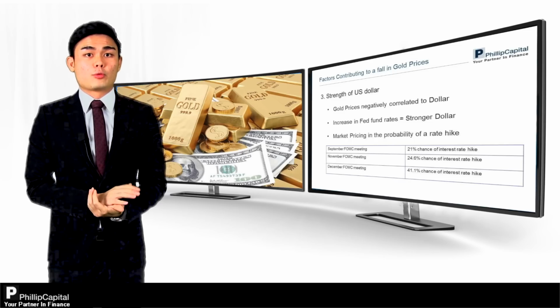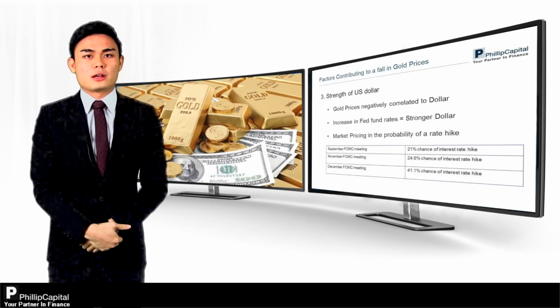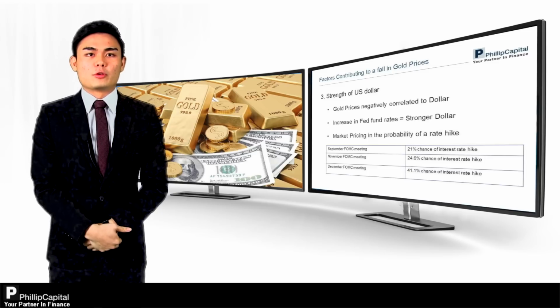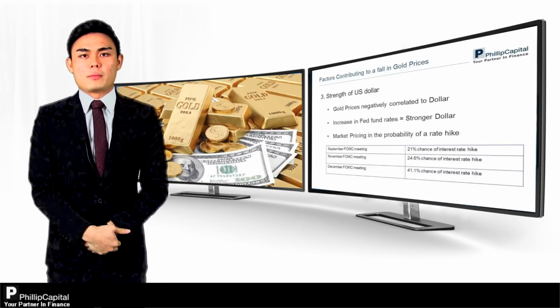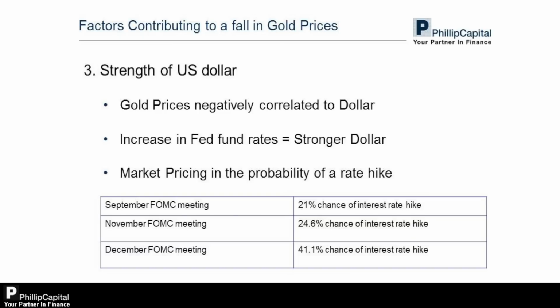Lastly, as you all know, gold prices are negatively correlated to the dollar, and a rate hike in the coming months will mean a stronger dollar. With the recent confidence boost from Fed members and US economic data pointing to an upcoming rate hike, markets have been slowly pricing in the probability of a rate hike, which has resulted in the dollar strengthening. From the table, you can see that the market has already been pricing in the probability of a rate hike, with September at 21.1%, November at 24.6%, and December at 41.1%.